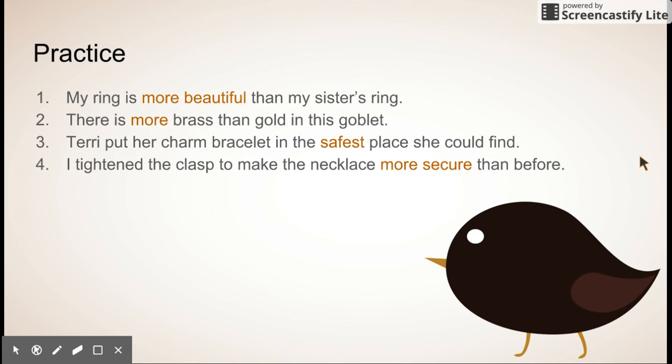My ring is more beautiful than my sister's ring because we're comparing two. There is more brass than gold in the goblet. We're comparing brass versus gold. Terry put her charm bracelet in the safest place she could find. It wasn't just comparing two places, but all of the places. Number 4, I tightened the clasp to make the necklace more secure than before. So between the last time and this time.